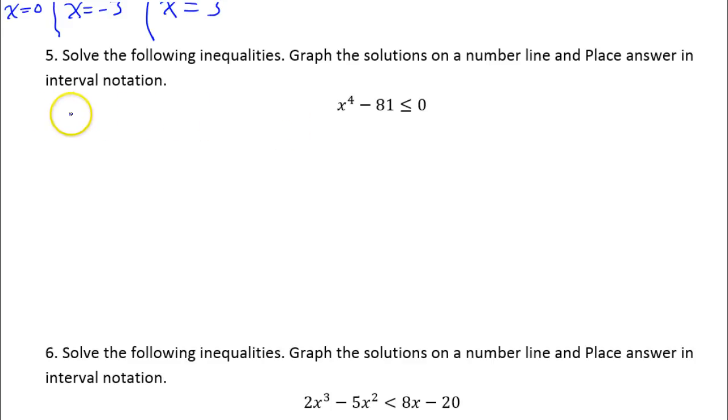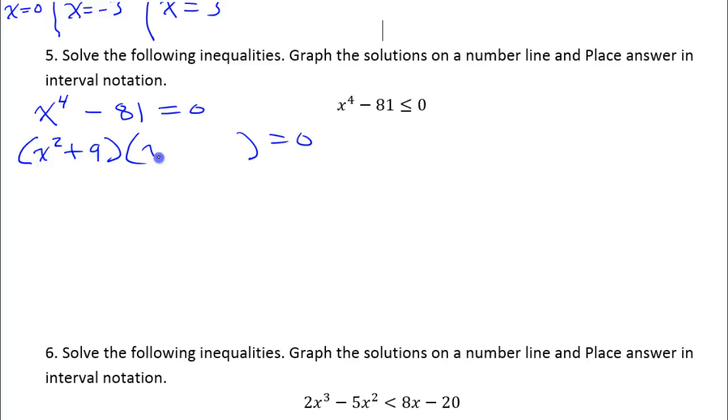This is factorable. So basically what we're doing is we are considering the related equation x to the 4th power minus 81 equals 0. We're going to solve this equation to find the x-intercepts, the zeros of this graph, and those will form our boundary points that will set off our interval notation. You'll see. So this is the difference of two squares. So we will definitely factor this as x squared plus 9 times x squared minus 9.